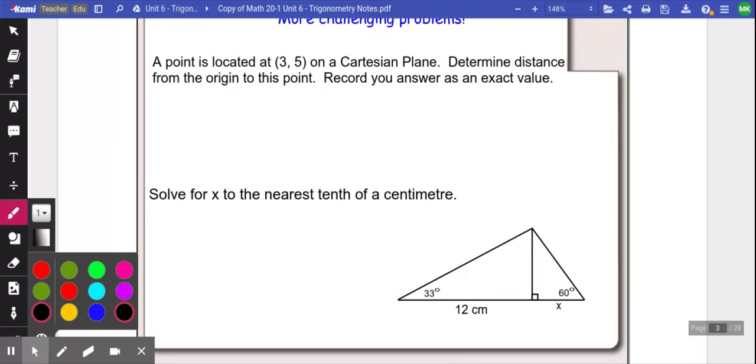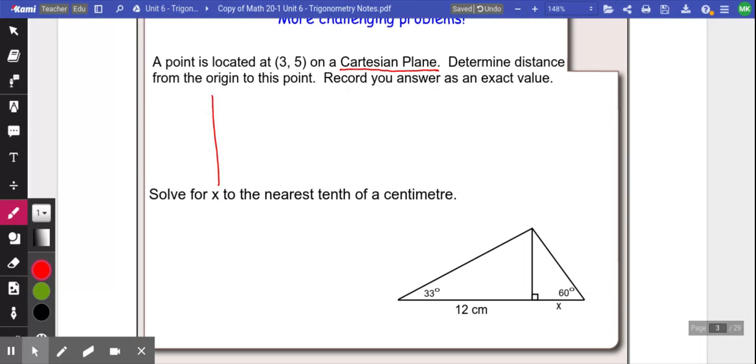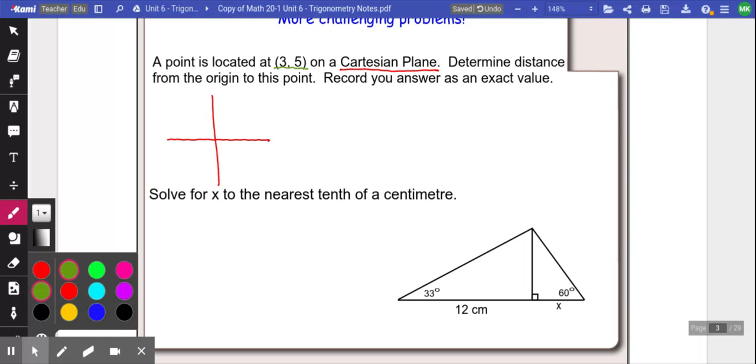First one says a point is located at 3, 5 on a Cartesian plane. All right, a Cartesian plane. What is that? A Cartesian plane is like a graph, like an XY graph. So when they said a Cartesian plane, they're meaning on a graph like this. They said a point is located at 3, 5. So if you went 1, 2, 3 over and 1, 2, 3, 4, 5 up, you would have a point. Perfect.